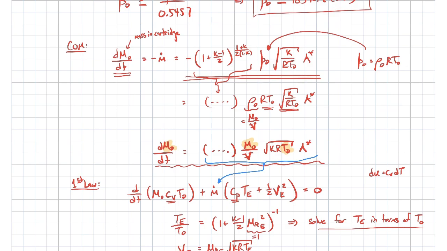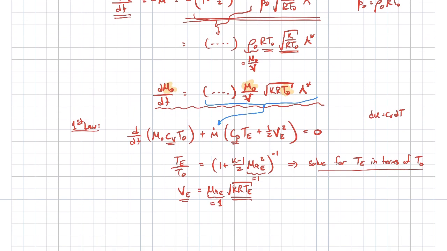So what we would have at this point is two coupled differential equations, both involving the mass inside the cartridge and the temperature inside the cartridge. Ultimately, these terms TE and VE can be expressed in terms of the stagnation temperature. And then, of course, the mass flow rate also involves the mass inside the cartridge and the temperature inside the cartridge. So they're coupled differential equations. They're not trivial to solve. You'd have to do it numerically. It's kind of complicated, but you could do it.